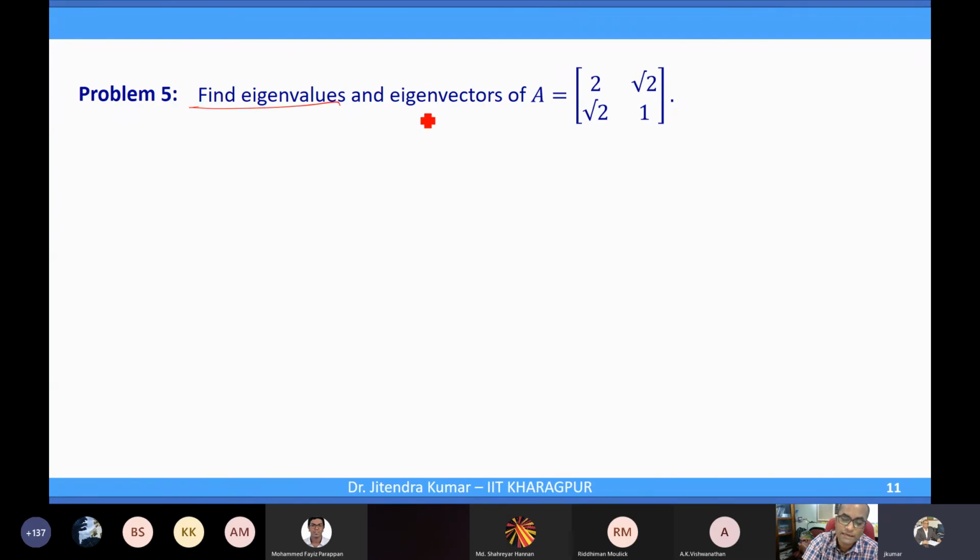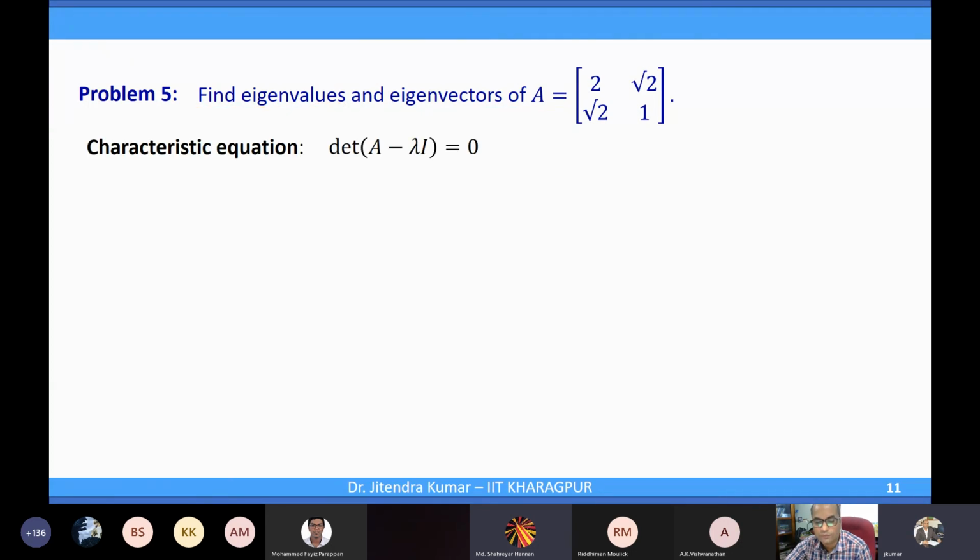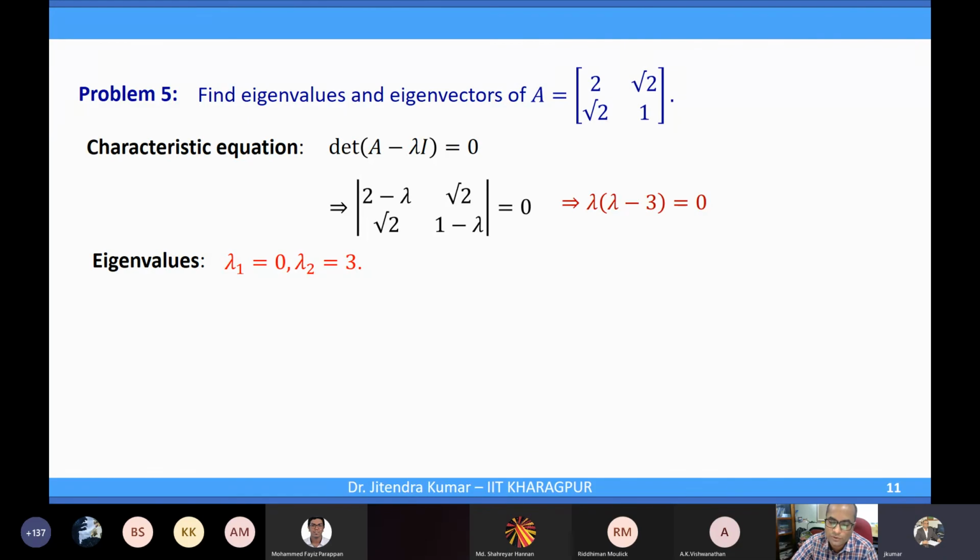So find eigenvalues and eigenvectors of A. Sir, eigenvalues 0 and 3. Yes, 0 and 3. The characteristic equation is determinant of A minus lambda I equal to 0. You just subtract lambda from the diagonal entries: 2 minus lambda, 1 minus lambda. Simplify this, and you get lambda times lambda minus 3 after simplification. So lambda is 0 and 3. You also got 0 and 3? Yes, sir. Okay, so 0 and 3.